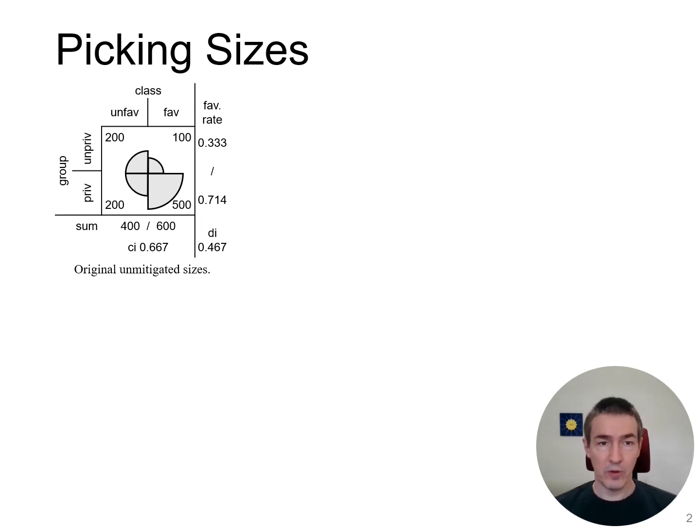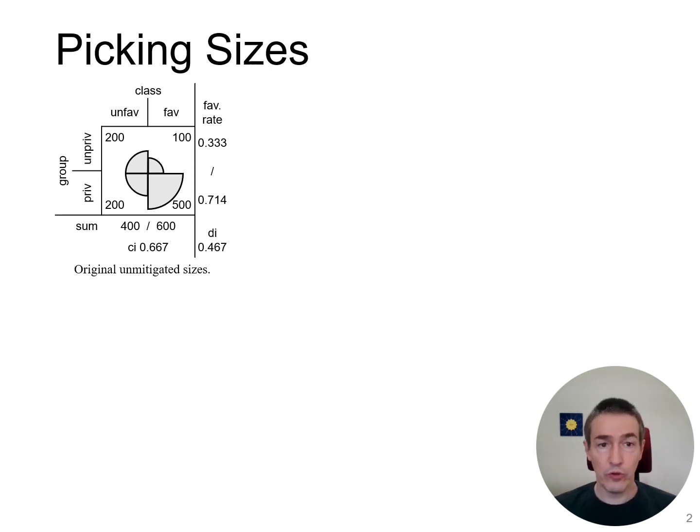We will explain our algorithm on an example binary classification dataset with two classes, unfavorable and favorable outcomes, and two groups, privileged and unprivileged. Now, this dataset is imbalanced because there are fewer instances in the unfavorable class, 400, than in the favorable class, 600. Dividing 400 by 600 yields the class imbalance of 0.667.